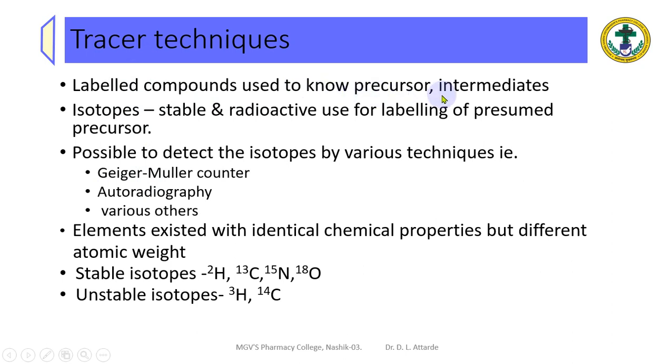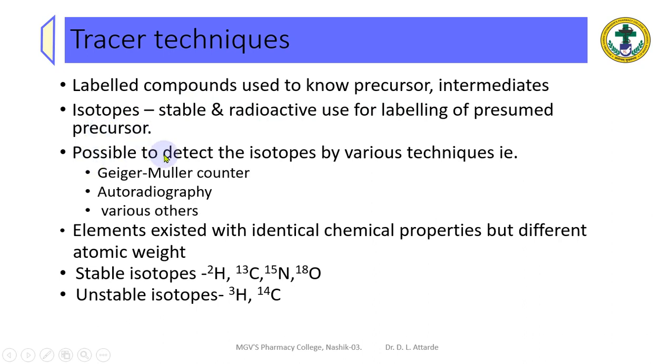The literal meaning of tracer technique is that we are tracing the path from its start point, or we say the precursor, or which metabolite is utilized, which are the intermediate metabolites, and how the final metabolite of interest forms. So the tracing of the whole pathway is done using isotopes. The isotopes can be stable or radioactive isotopes. They are used for the labeling of presumed precursors.